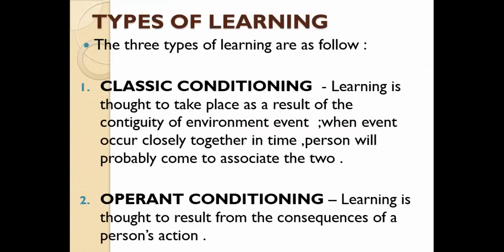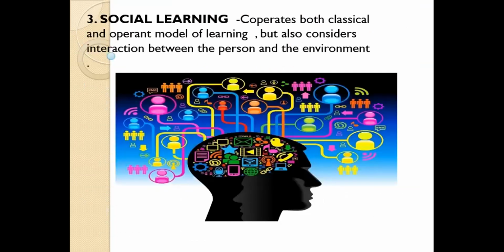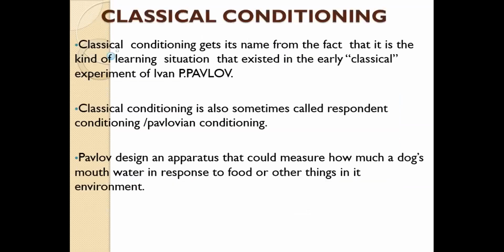Types of learning. The three types of learning are as follows. Classical conditioning: learning is thought to take place as a result of contiguity of environmental events. When events occur closely together in time, a person will probably come to associate the two. Operant conditioning: learning is thought to result from the consequences of a person's action. Social learning: incorporates both classical and operant models of learning, but also considers interaction between the person and the environment. Now let us see what is classical conditioning.